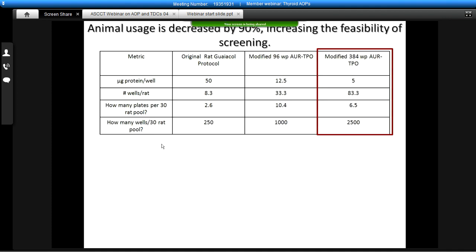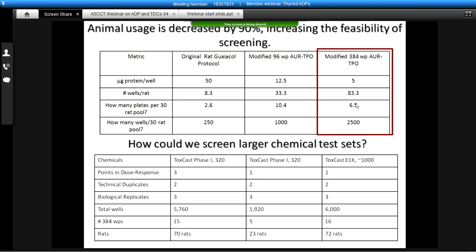So with this reduction in animal use, it really increases the feasibility of screening at the thyroperoxidase target. Not only do we have an automated, reproducible assay, but we also have the ability to generate enough thyroid microsomes in a short amount of time to run a screen of a test set. Here I'm just showing you what I've already told you, that we've basically moved from needing 50 micrograms of protein per reaction to 5. So this means that we could screen a larger chemical test set.